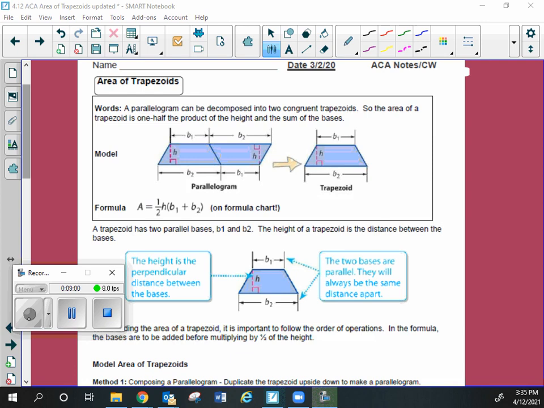Alright, so what it says here is a parallelogram can be decomposed, it can be broken down into two congruent trapezoids. Congruent means the same, two equal trapezoids. And that's what they showed here. They took one trapezoid, and then they rotated and put it on the other. And together, those two make a parallelogram. But again, I don't want that whole parallelogram.